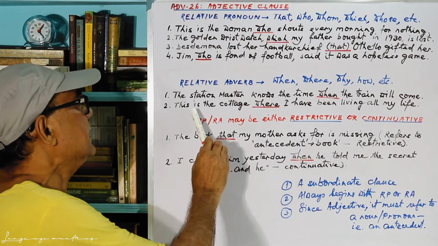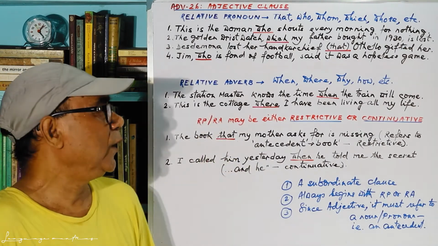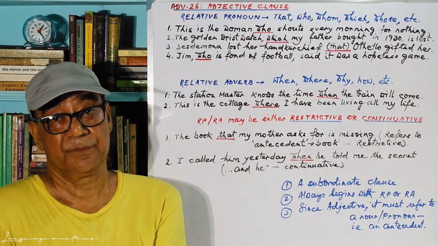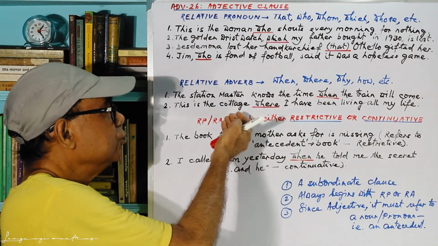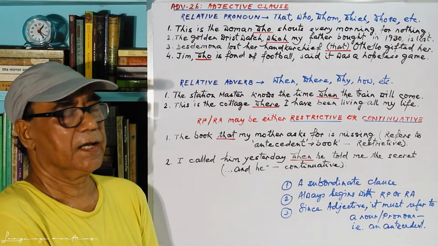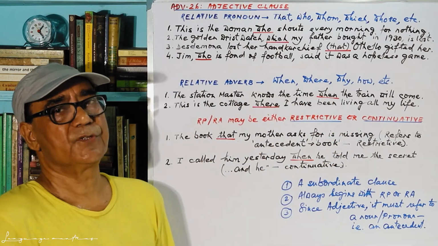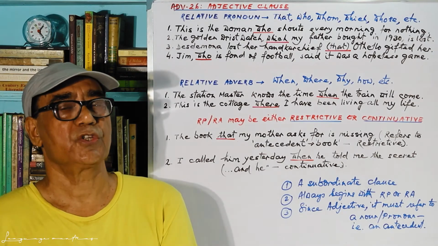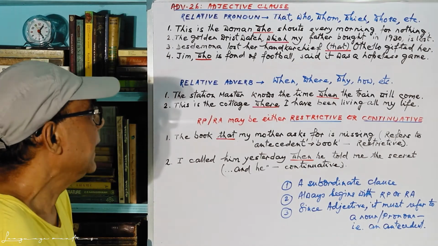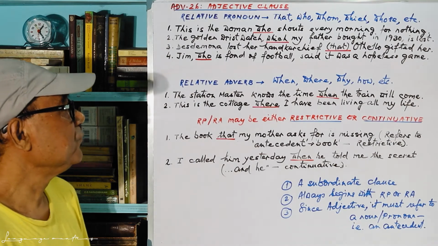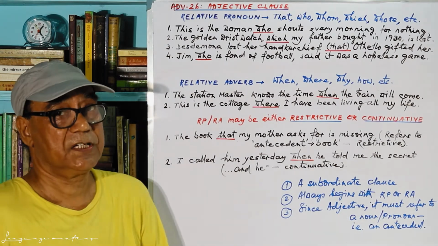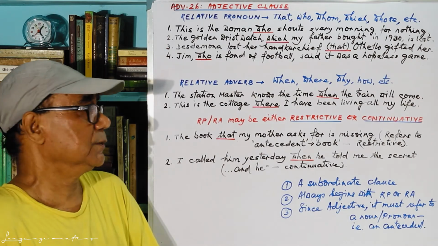Same way the next one: This is the cottage where I have been living all my life. Where is an adverb, but this where refers to cottage. That's why these examples also refer to adjective clauses. Now come to another thing that is called continuity. We have seen restrictive; sometimes the non-restrictive is known as continuative.